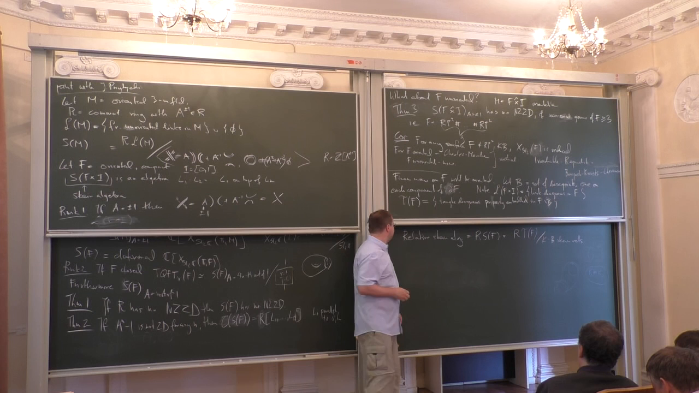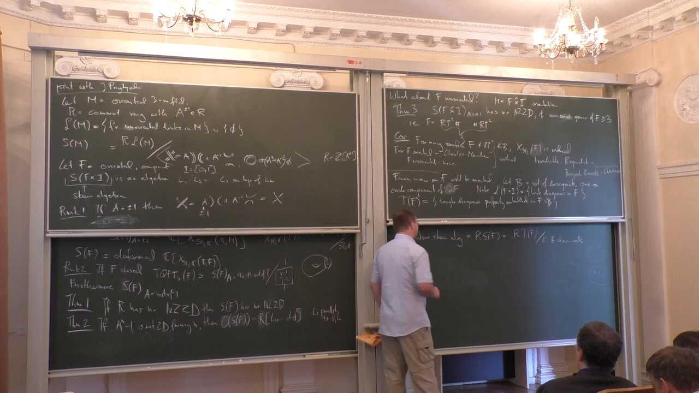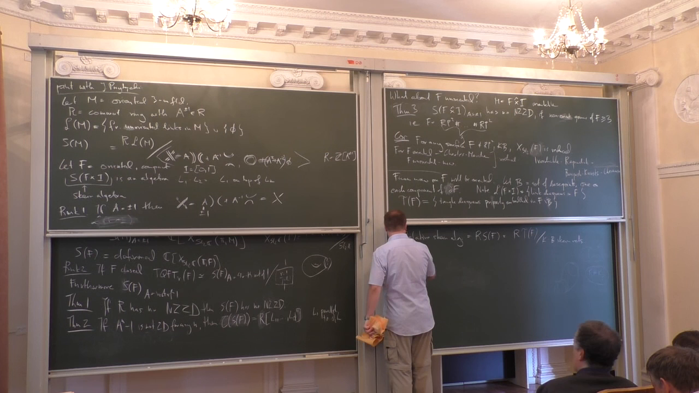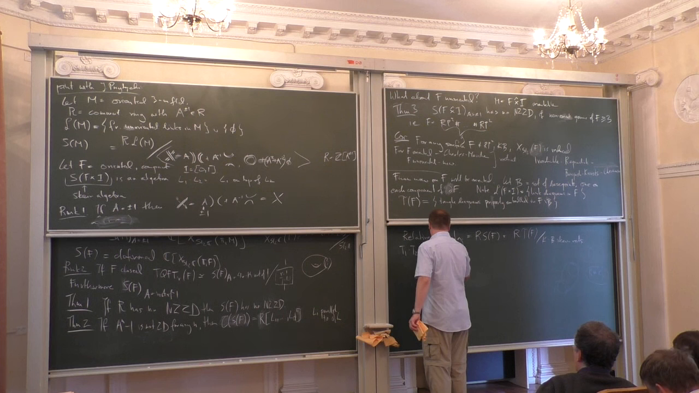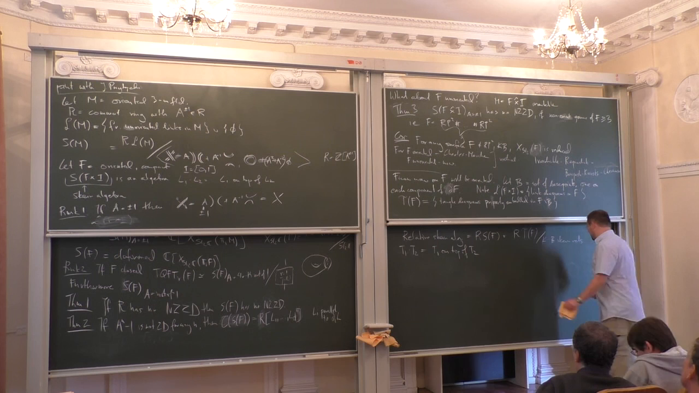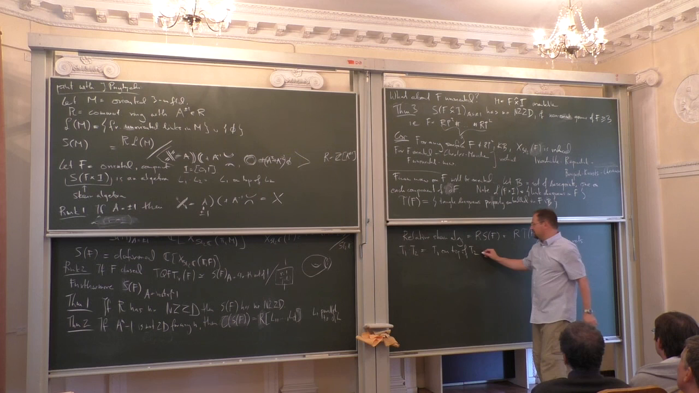Okay, so now why did I say algebra? Well, there is a product on that. I don't think this product was ever considered. And the product is as follows: T1 times T2 is T1 on top of T2. But then I have to explain what happens with endpoints.